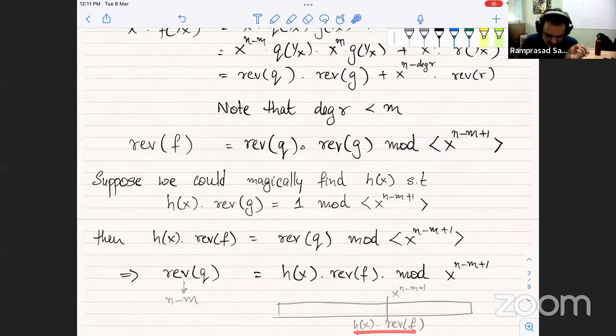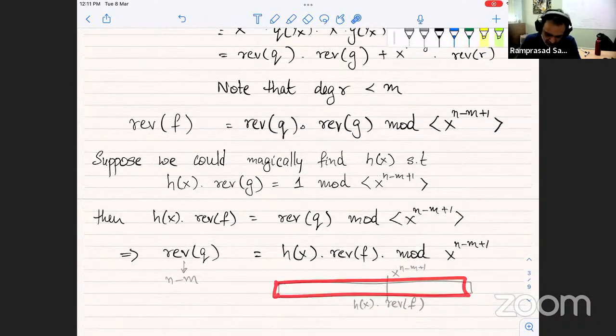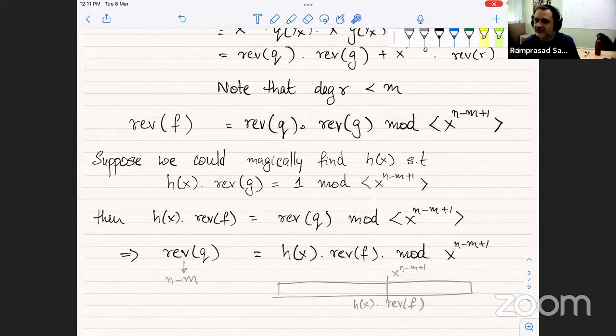This is saying that the polynomial on the right hand side and the polynomial on the left hand side agree up to degree n minus m, but beyond that they could be garbage. So this tells you: just compute this product, and throw away all the other garbage terms. That has to be equal to reverse of q. You don't have a choice. It's super convenient that the thing that we are going modulo does not affect what we want to compute.